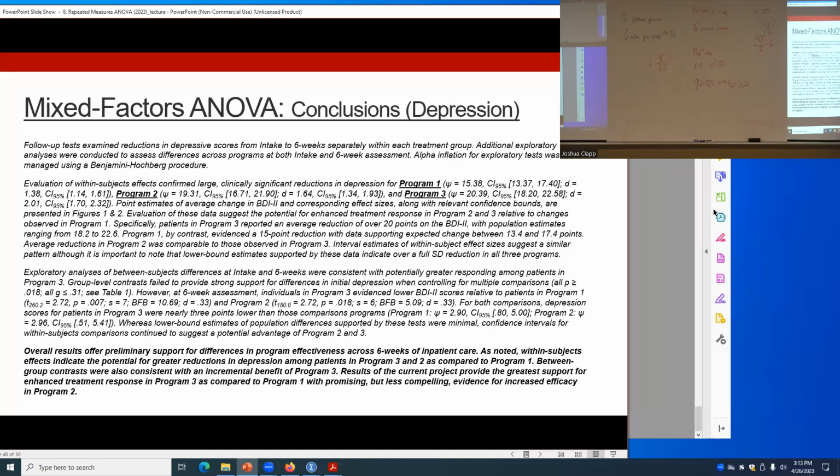Results of the current project provide greatest support for enhanced treatment response in 3 as compared to 1, with promising but less compelling evidence for increased efficacy in program 2. So a lot of stuff to go through and manage and keep together with these analyses. This is just one of an infinite number of ways that we could pull this apart.